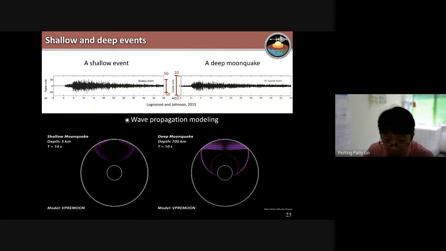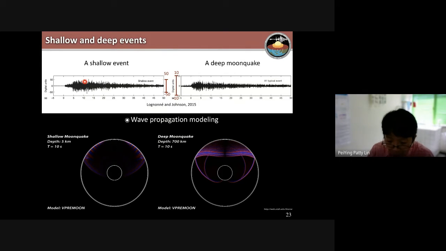Okay. And in this slide, I am showing example waveforms from the shallow events and the deep moonquakes. This is the seismogram. The x-axis represents the time in minutes, and the y-axis represents the digital unit. Please note that the y-axis ranges are different: this is -50 to 50 and -10 to 10. So you can see that the deep moonquakes typically have lower amplitude and are usually a bit noisy because they propagate from the deep to the surface.